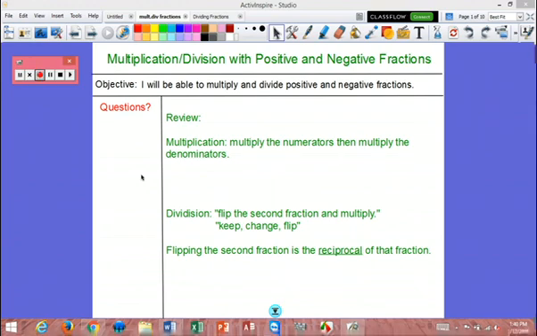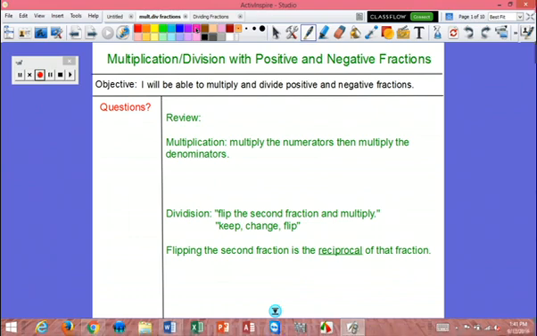So let's review. And again, since all of this is in green, you don't have to write this down, but if this is something that you don't remember, then you definitely want to make sure you record this in your spiral. Whenever we multiply fractions, we multiply the numerators and then multiply the denominators. For example, if we had something like 1/2 times 2/3, we would multiply the numerators together and then multiply the denominators and then reduce from there.